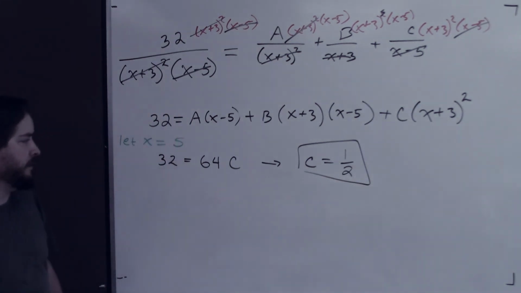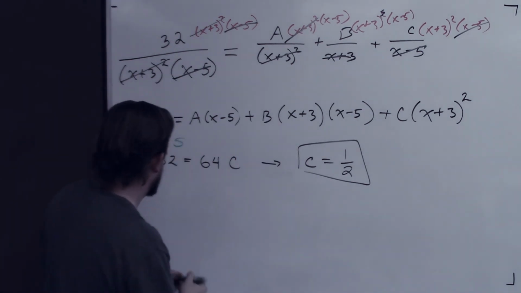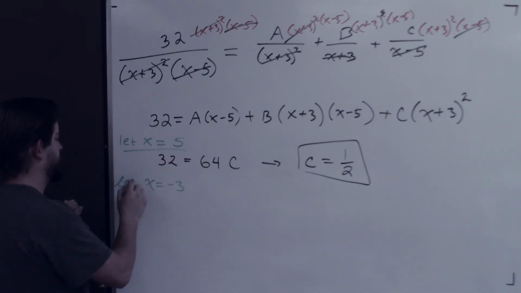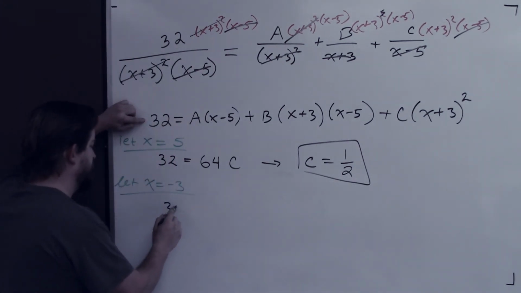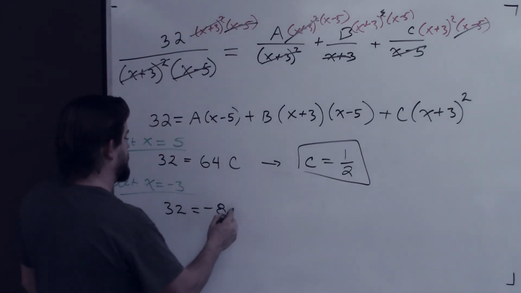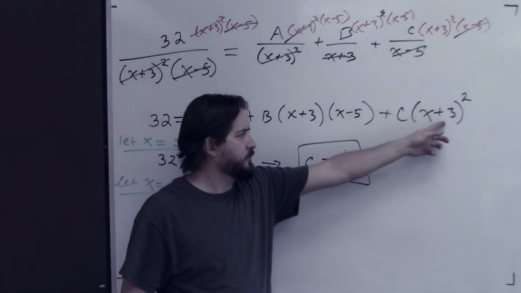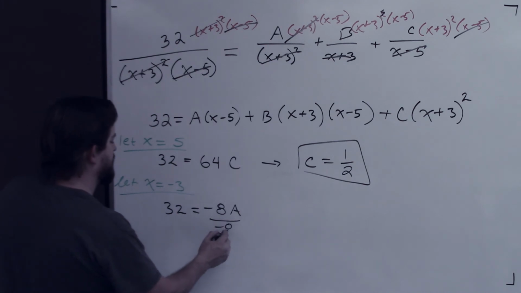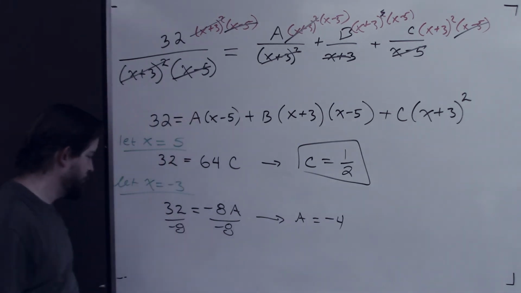So that one's not too bad. We found it. The other nice value is what happens when x is negative 3. If x is negative 3, then 32 equals negative 3, so I have negative 8a. But negative 3 plus 3 is 0, so all of this stuff multiplied is 0. Negative 3 plus 3 is 0, squared is 0, times who cares, it's all 0. So divide each side by negative 8, and I have a is equal to negative 4.